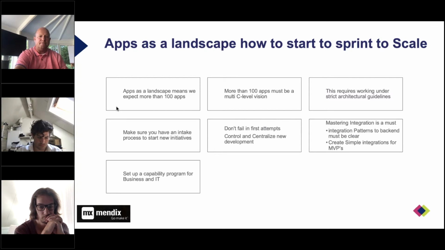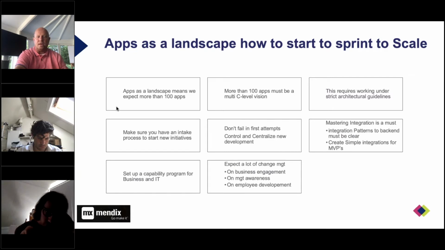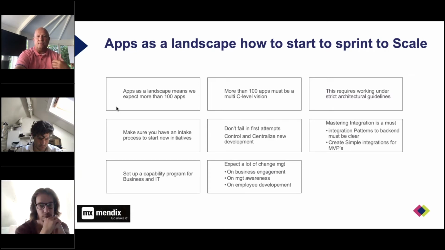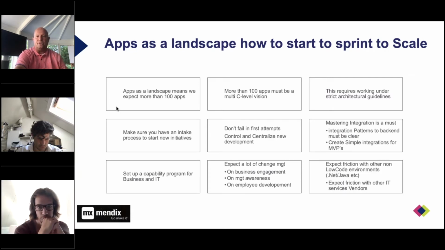Master integration, and set up a capability so that the other capabilities and the business understand what UX, UI, integration and data management are. You need a lot of change management. You have to keep on telling, keep on preaching, and you have to manage the friction that you get with .NET and Java, because with Mendix you will be 10 to 12 times faster. So they are going to join or they're going to fight, and that's the worst thing that you would like to have.